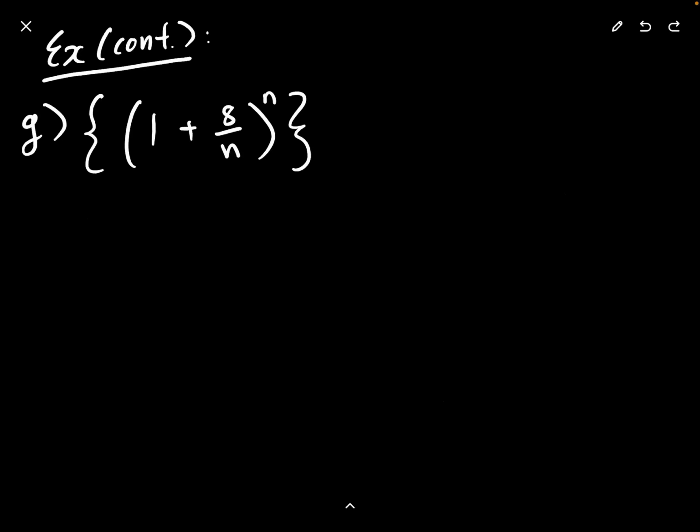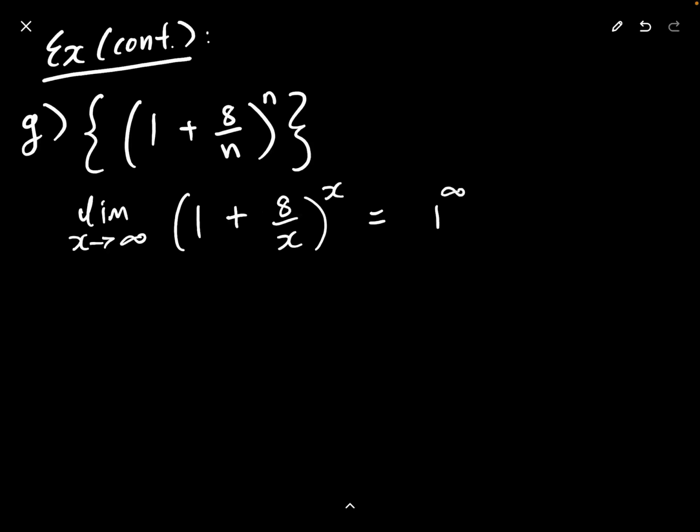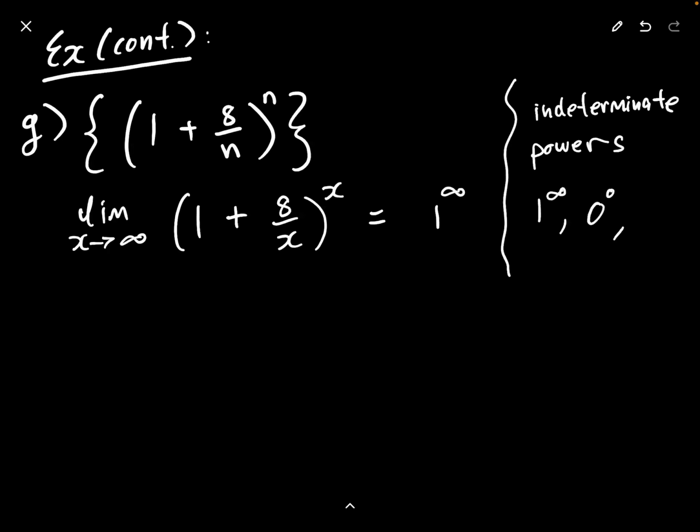Next we have the sequence 1 plus 8 over n to the power n. So here when we take the limit as x becomes large, we have 1 plus 0, which is just 1, to the power infinity. So here we have an indeterminate power. So recall that the indeterminate powers were 1 to the infinity, 0 to the 0, and infinity to the 0. So I will call this limit y, and I will take logarithms of both sides.